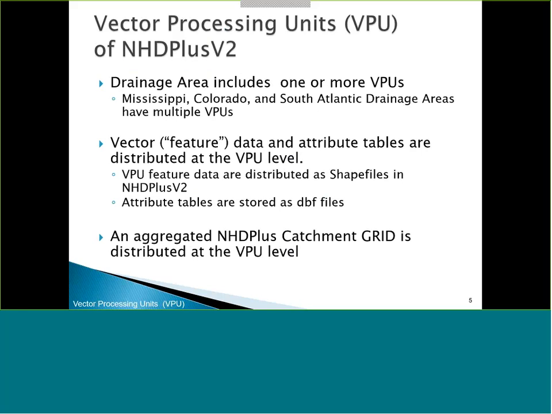A drainage area is composed of one or more vector processing units, commonly referred to as a VPU. Drainage areas that comprise multiple VPUs include the Mississippi, the Colorado, and the South Atlantic regions. Others simply have one VPU in them. Vector data and attribute data tables are distributed at this VPU level. The NHD Plus catchment grid is also distributed as one file for each VPU. It's the only raster data set, however, that is distributed at the VPU level.